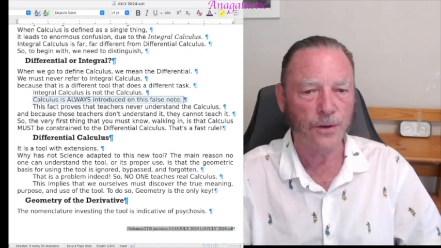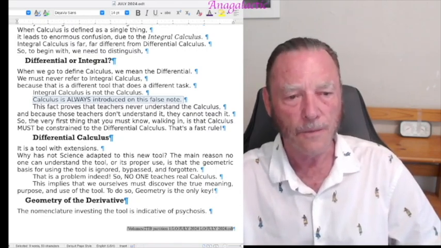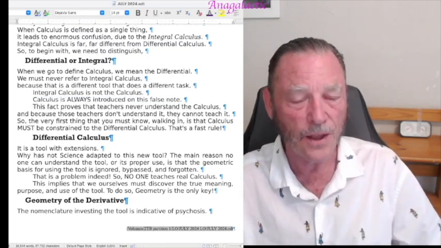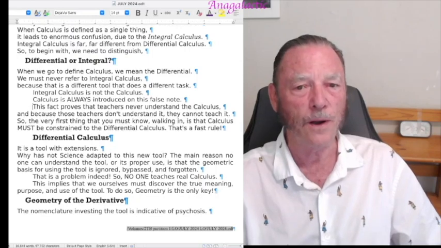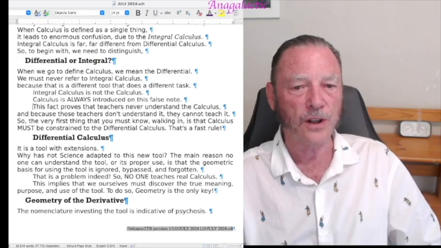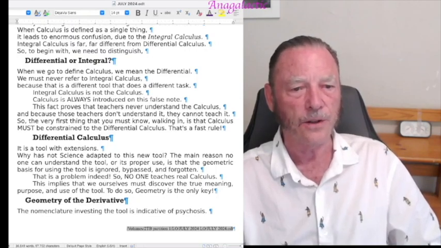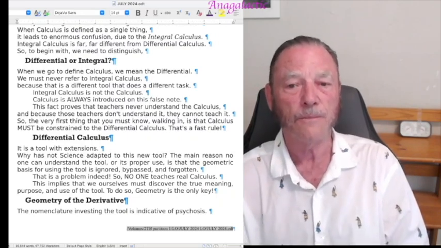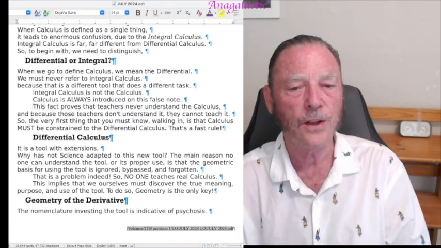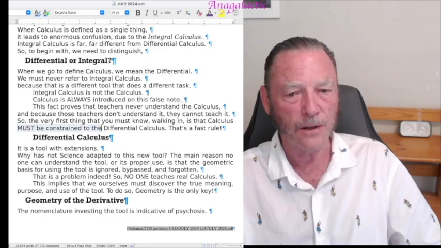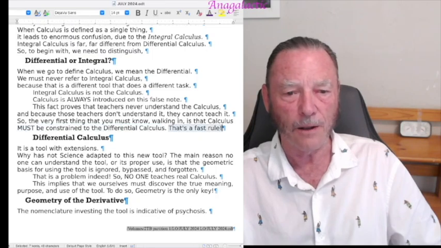Calculus is always introduced on this false note. Takeaway: fuck the integral. We need to understand the derivative. This fact proves that teachers never understand the calculus, and because those teachers don't understand it, they cannot teach it. So the very first thing that you must know walking in is that the calculus must be constrained to the differential calculus. That is inviolable.